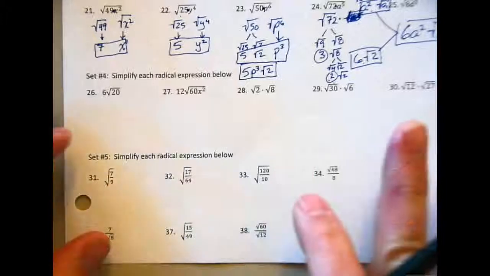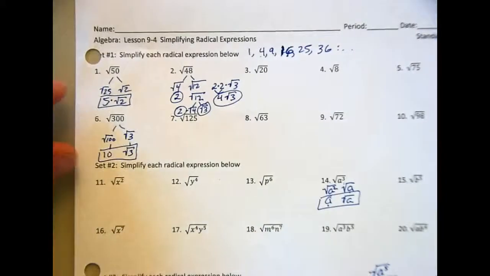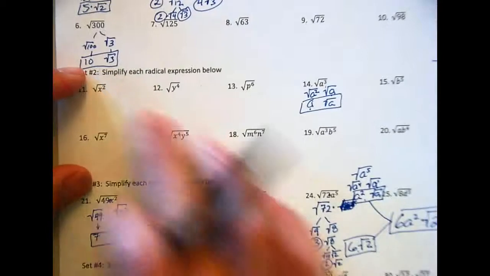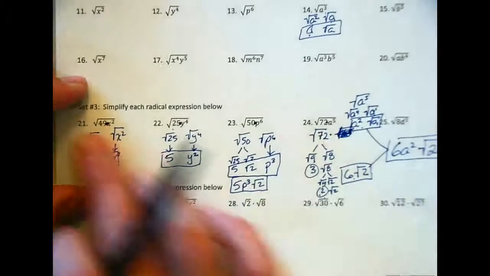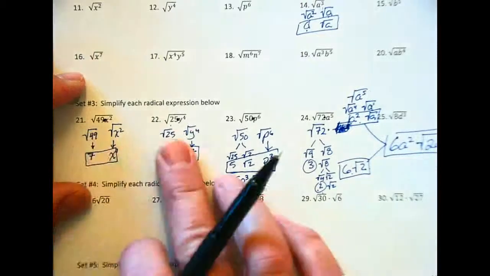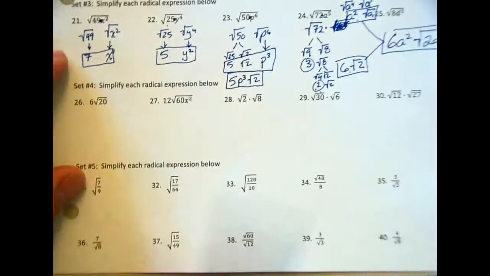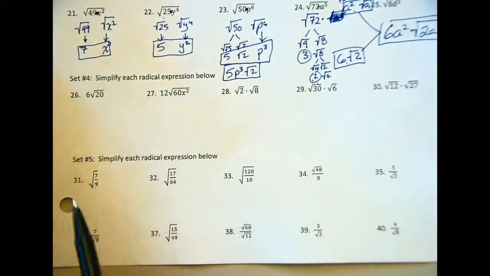So if you're continuing your notes from yesterday, where we started by simplifying radicals, then we went into set 2, simplifying the ones with the variables, and then set 3, where we had radical or whole numbers and variables, and now set 4, where we're simplifying radical expressions.